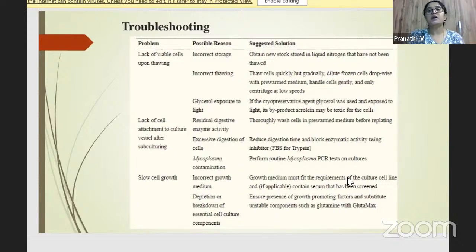That is why we need to aliquot the samples and store many samples of the same strain, so that in case there is an issue with thawing and you do not get viable cells, you have other samples to work upon.